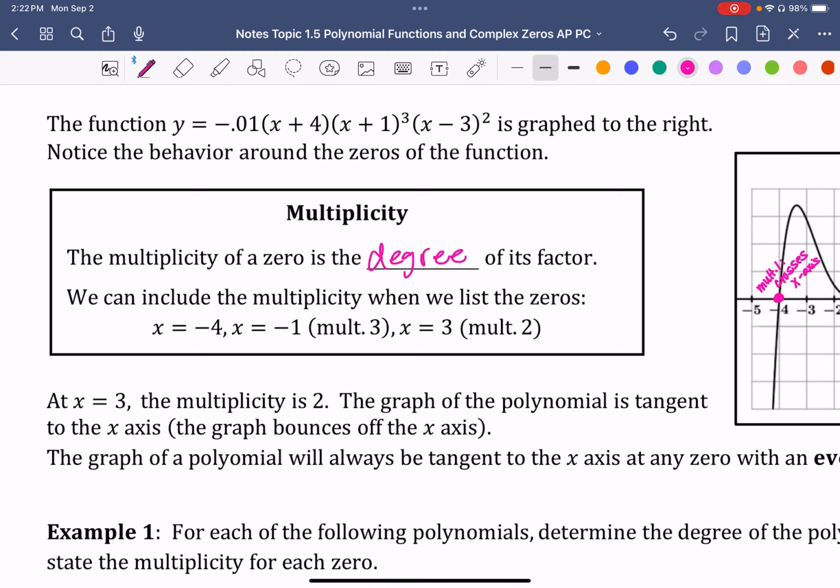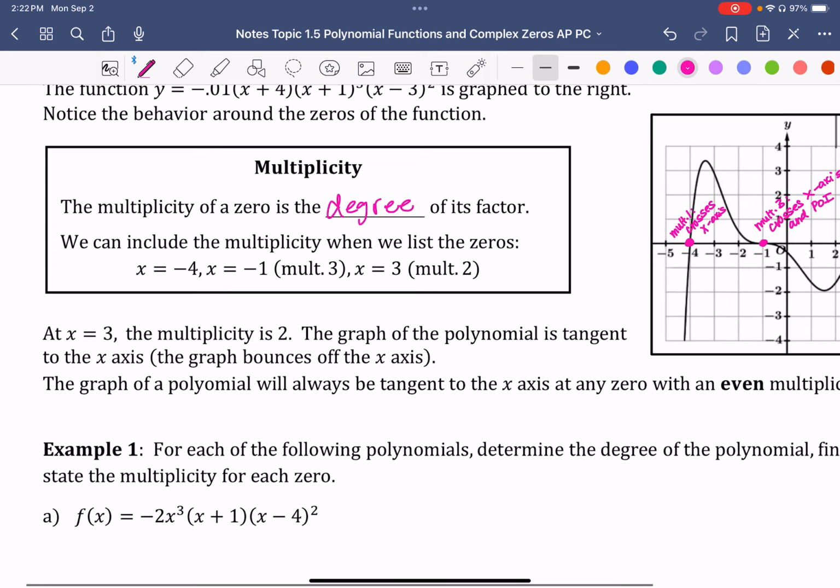So we can include the multiplicity when we list the zeros. So we had said that x equals negative 4, and that one only had a multiplicity of 1, so you don't really have to say a multiplicity of 1, but you can. X equals negative 1 had a multiplicity of 3, and x equals 3 had a multiplicity of 2. At x equals 3, the multiplicity is 2. The graph of the polynomial is tangent to the x-axis, meaning that the graph bounces off the x-axis.